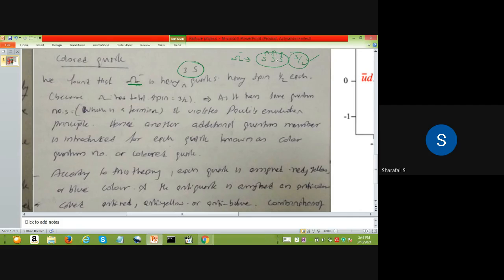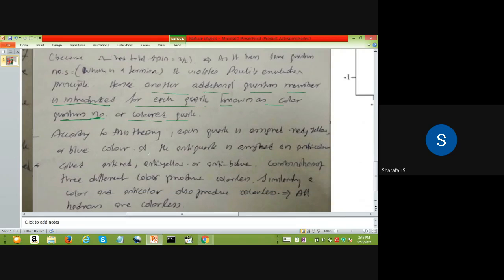Something should change. But in this particular case, and in some other cases also, we have a violation of Pauli's exclusion principle. Hence, another additional quantum number is introduced to solve this problem, for each quark, known as the color quantum number. So this color quantum number, or we can call it colored quark, is introduced to tackle this particular problem.